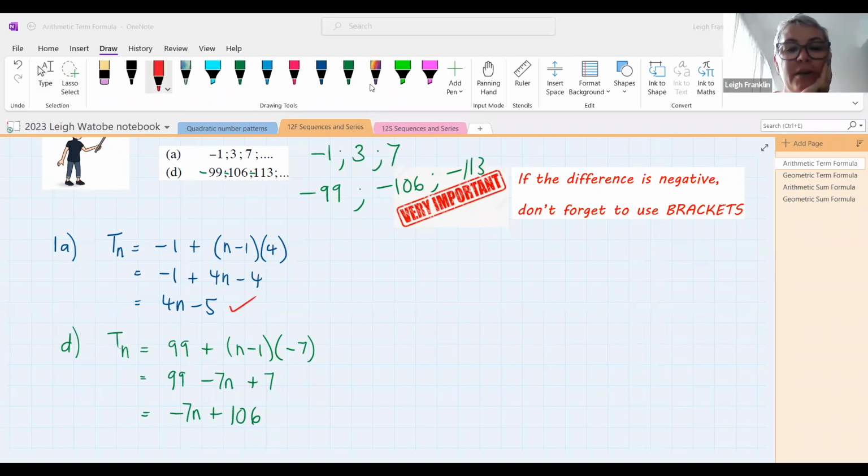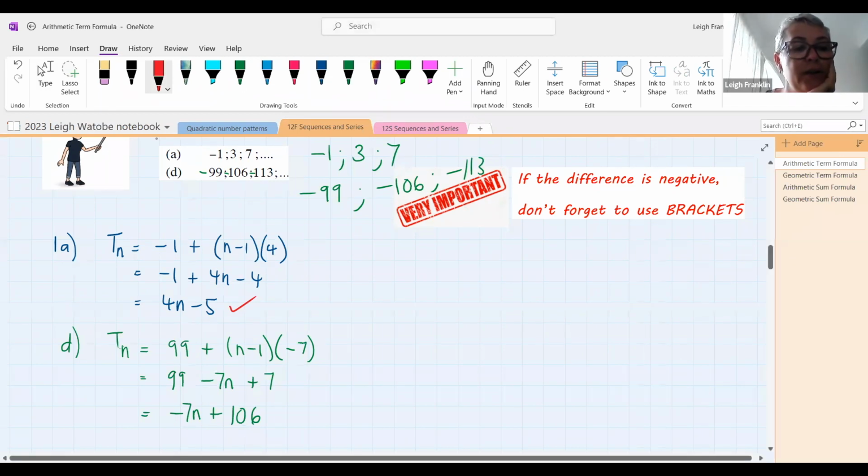I see my mistake. Yeah, you added instead of subtracting. My mistake here is that there was supposed to be a negative over there. Sorry, I'm very silly.